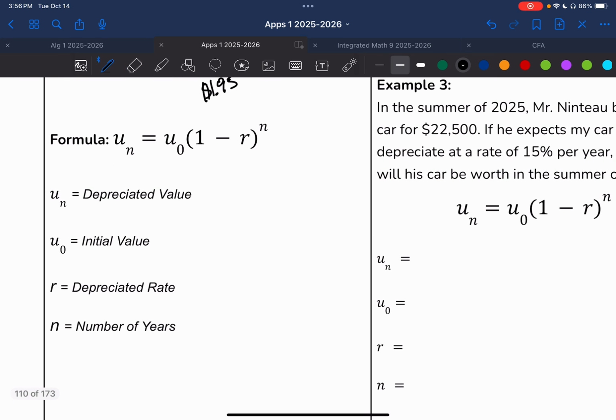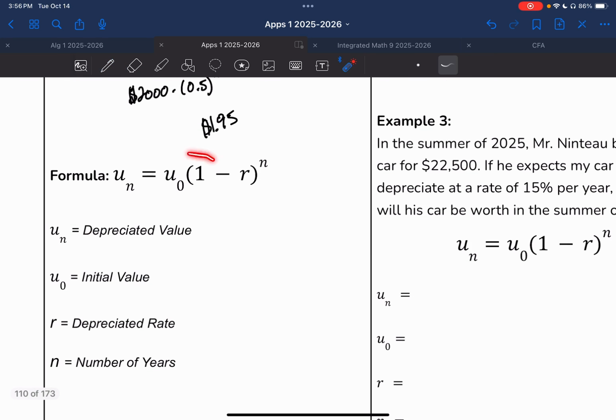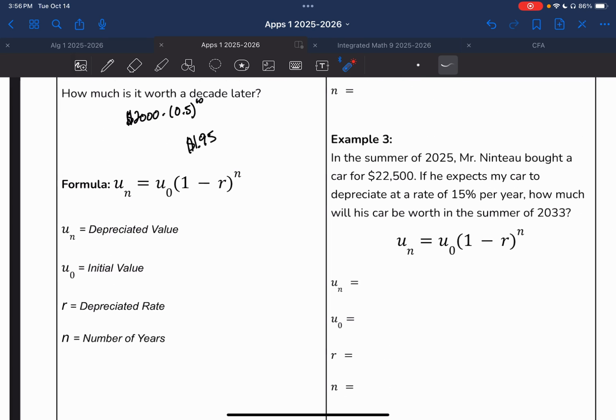For this, we're going to use this formula. U_n is equal to U naught, our initial value, times 1 minus r to the nth power, where n is the number of years and r is the depreciation rate. U_n tells us the value of the thing after n years if it starts at an initial value U naught.